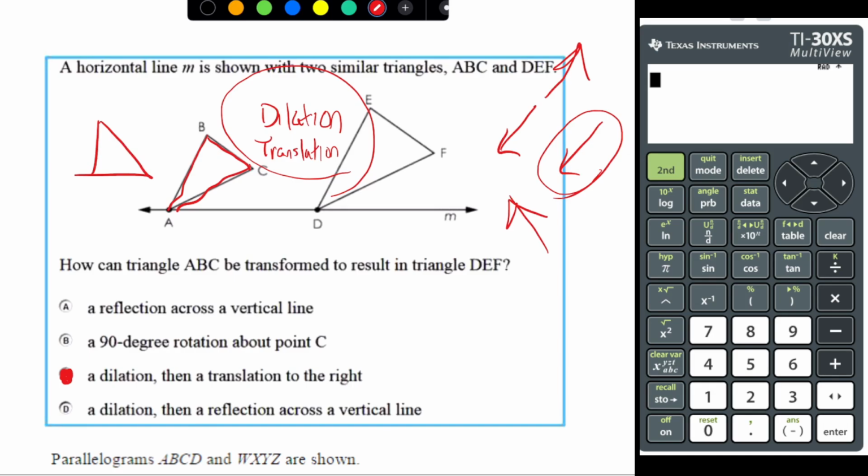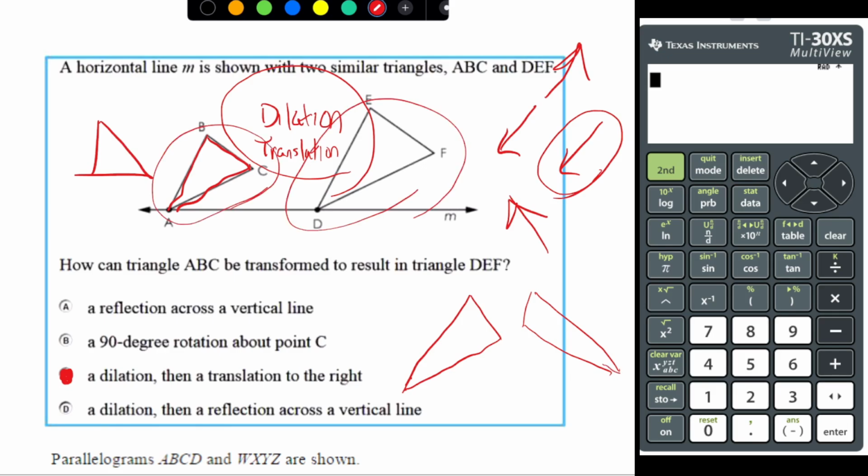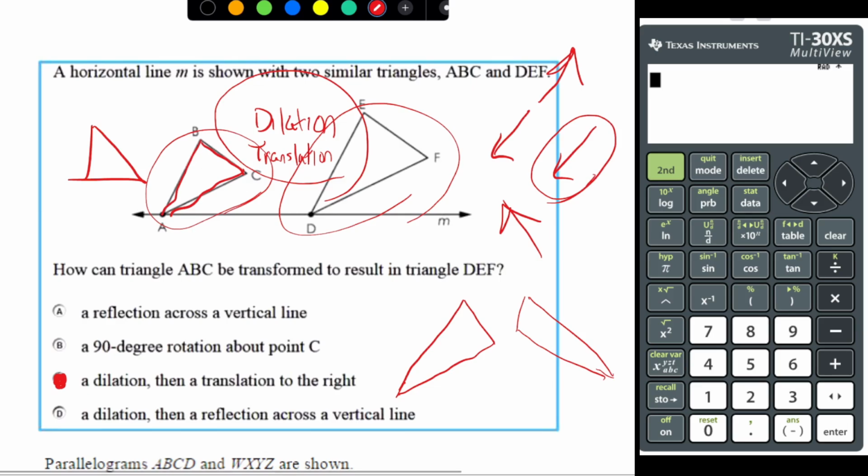A dilation, then a reflection across a vertical line. If this was a dilation and then a reflection across a vertical line, I'm going to try my best to draw this, but we all know I'm not artistic. Your shape would look like that instead of being facing the same direction. So it is C.